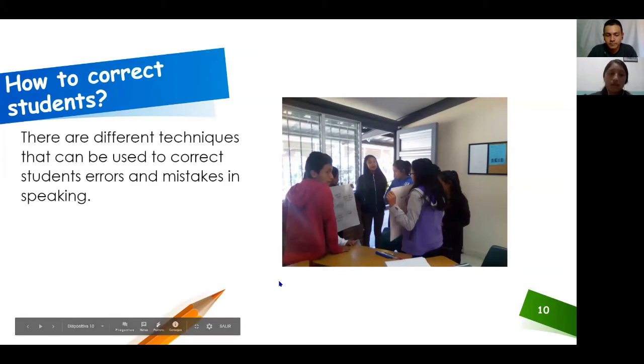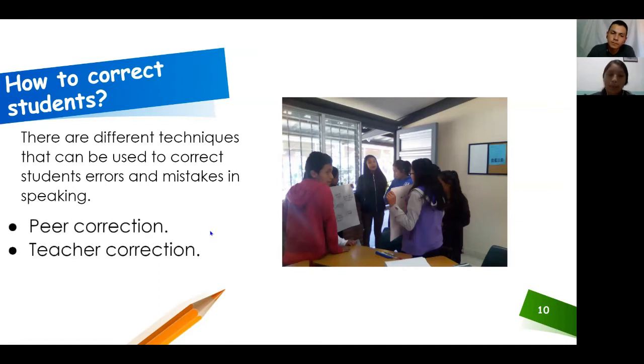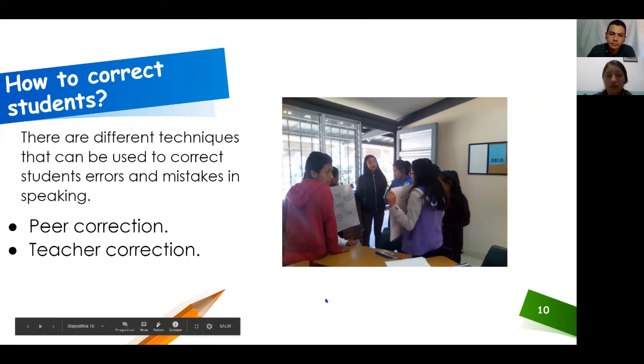And here I have another question: how to correct students? There are different techniques that can be used to correct students' errors and mistakes in speaking. So we can do it with someone's help, like peer correction, or it can be directly the teacher, right? So as you can see here, I have two ways how we can help students correct their mistakes while speaking.